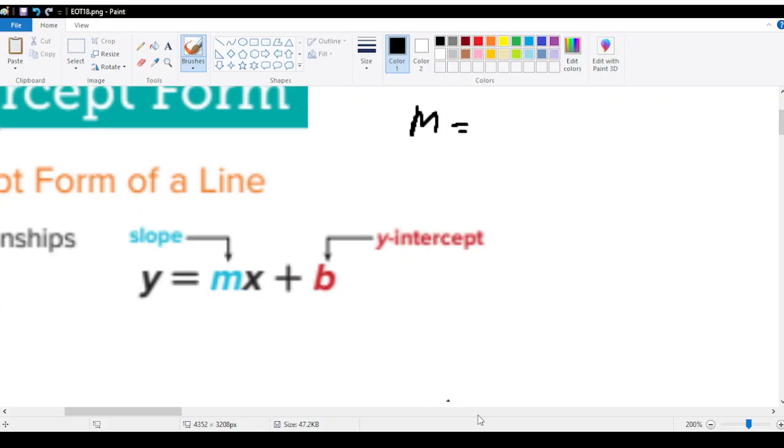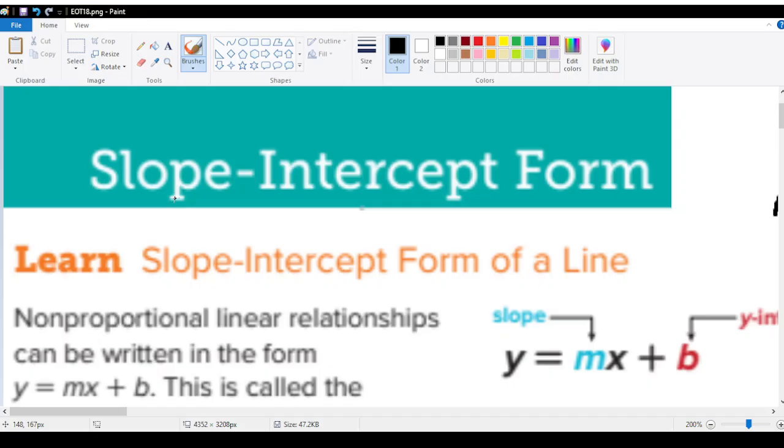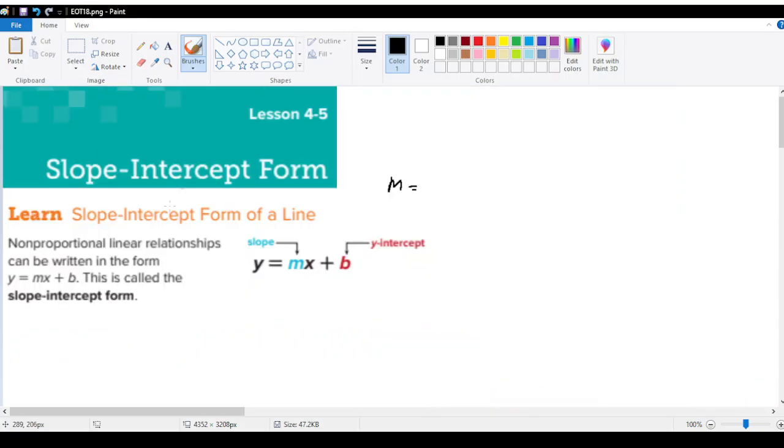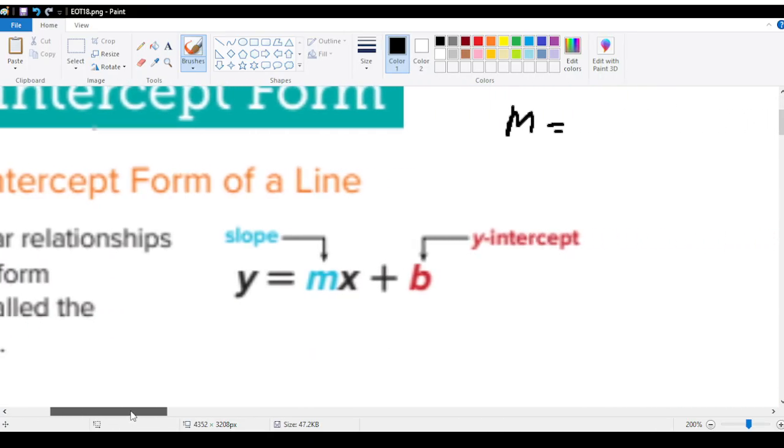Now here, we are talking about the next point in the EOT number 18. Okay, so let's talk about this lesson. This lesson, slope intercept form, it's 4.5. So we said that we have this equation, y equal mx plus b.